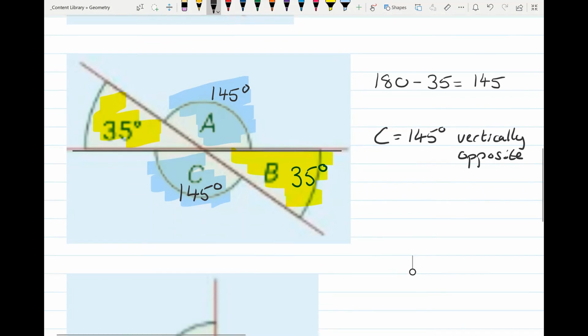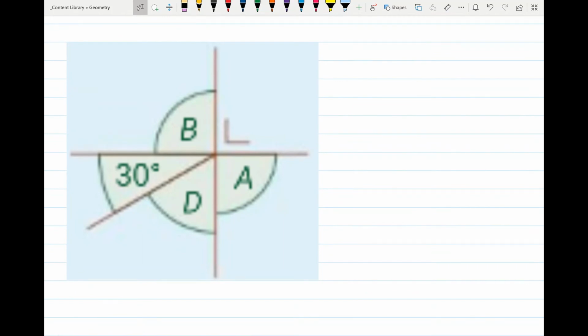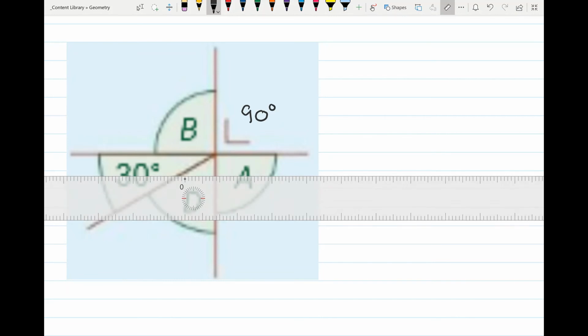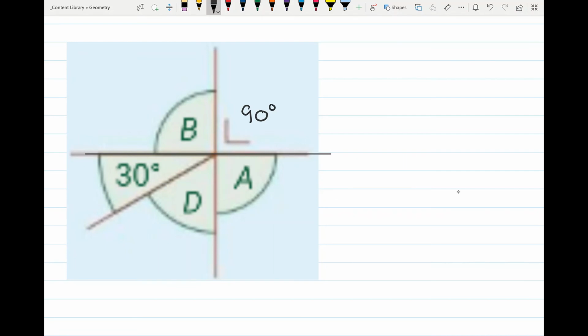One more system. Here we go. Okay. Let's fill in the information we know. We know this 30 degrees and we know that this symbol up here stands for 90. But we don't know any other values. Well, let's look for the straight lines, what we've been doing all along. Here's a straight line, and we know there's 180 degrees in a straight line. If there's 90 degrees up on the top right, that means that B must also be 90 degrees.